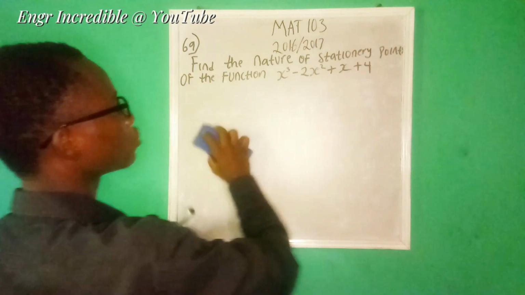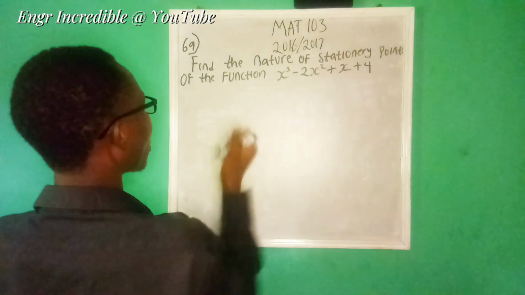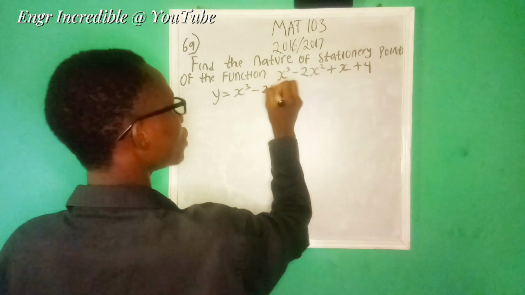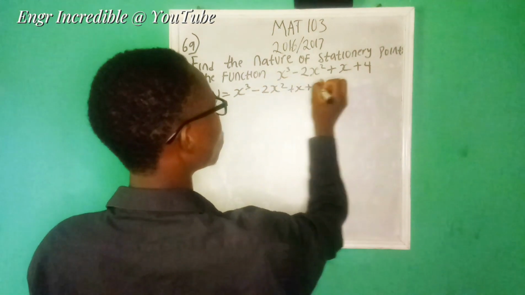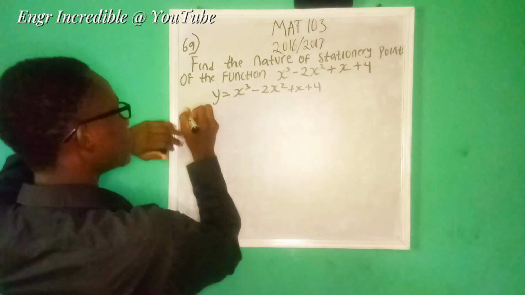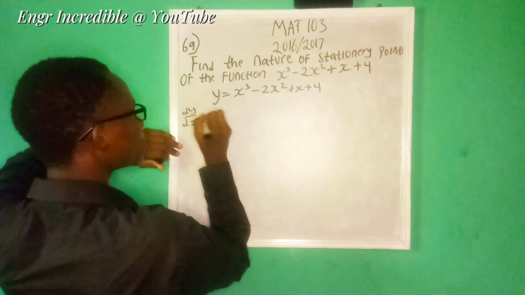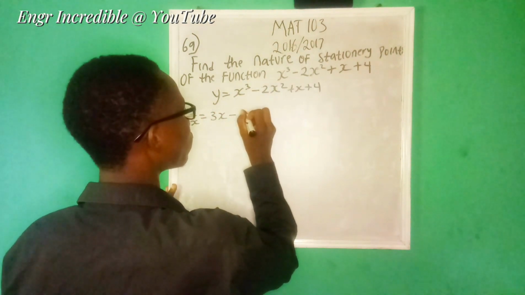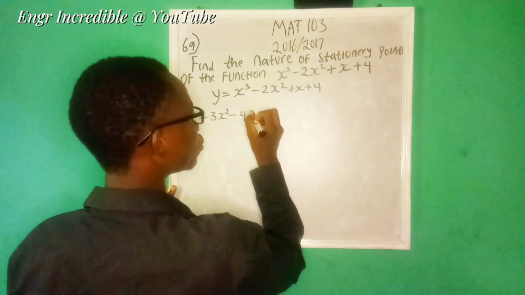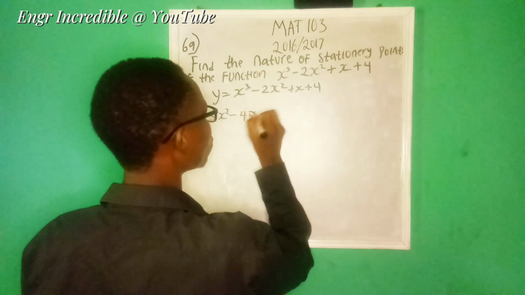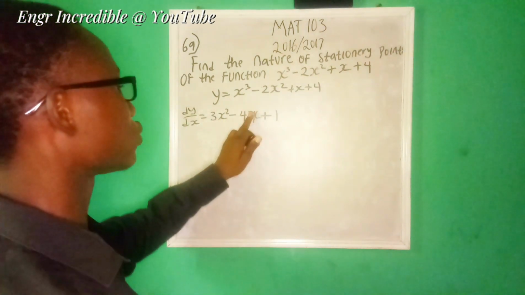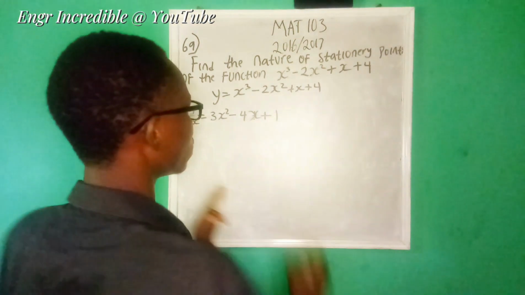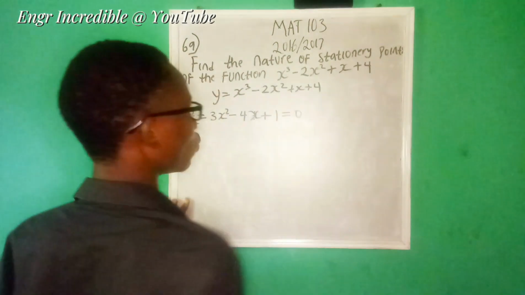Now let's go on to solve this question. We have y equals x cube minus 2x square plus x plus 4. First of all, we are finding dy/dx. When we differentiate this, dy/dx is equal to 3x square minus 4x plus 1. And remember I said earlier that dy/dx equals 0, so this is automatically equal to 0.